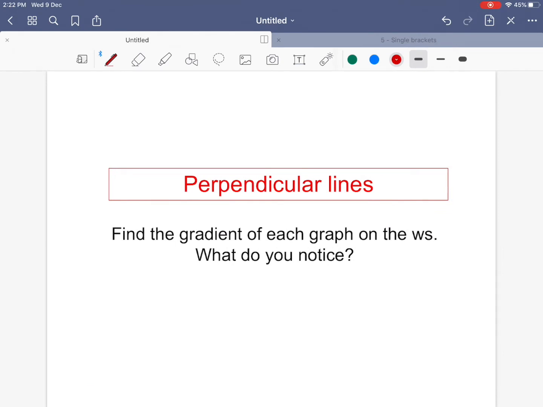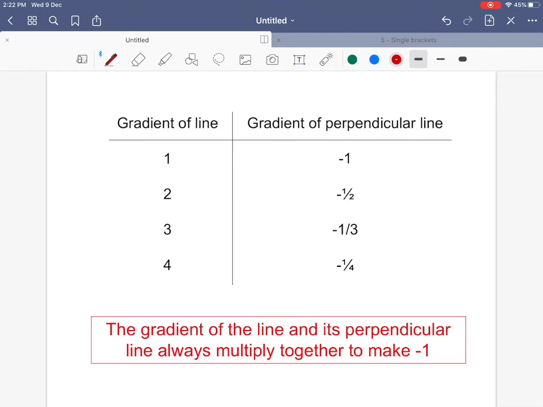If you have perpendicular lines, and perpendicular just means at a right angle to one another, then the gradients are the negative reciprocal, or the flip and swap. So you need to turn the gradient upside down, or find the reciprocal of it, and then make it negative or positive, the opposite of what it was previously. And this means that they multiply together to make minus 1.